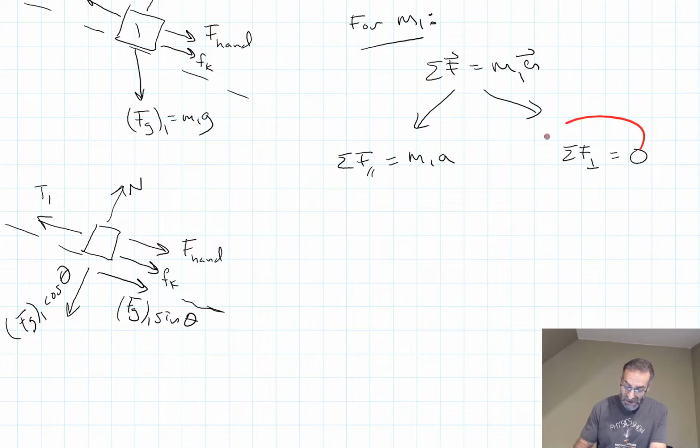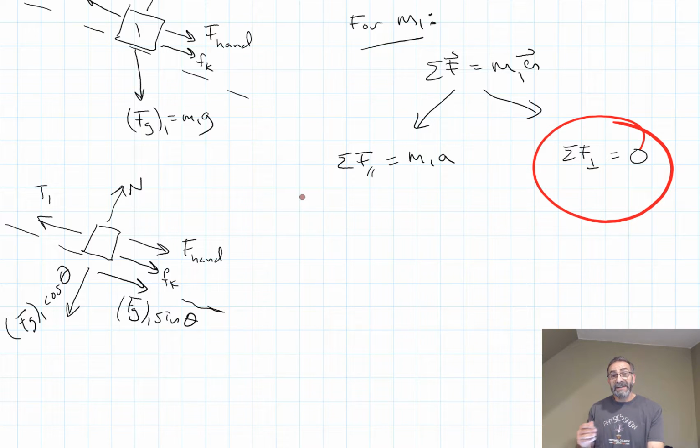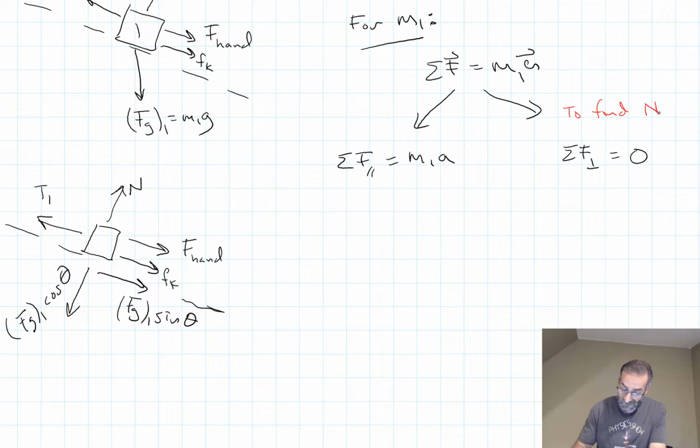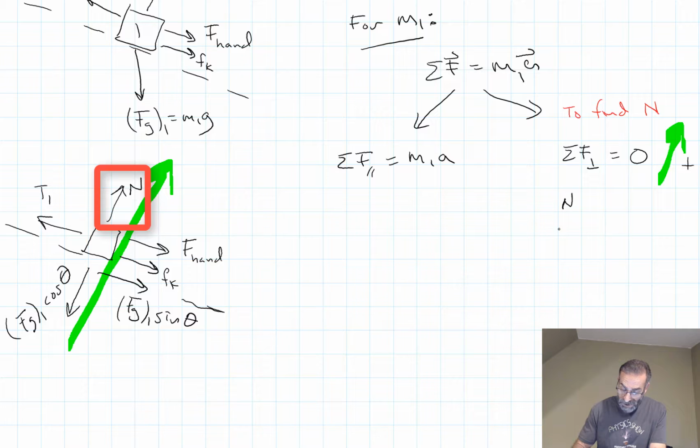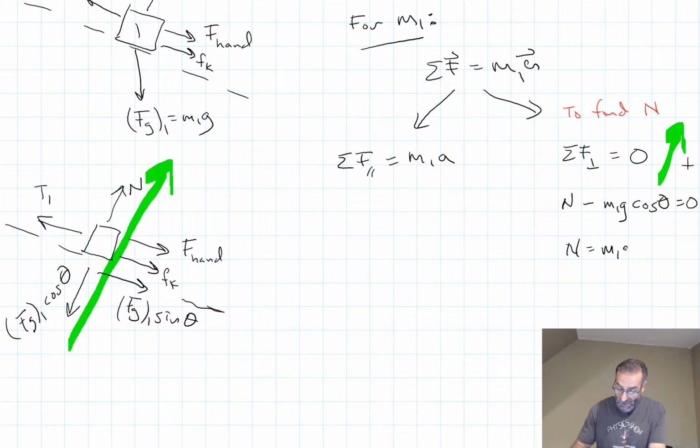Why do I do this? To find the normal force. Why do I need the normal force? Because there's friction in my system. So I'm going to say that's my positive direction. And I've got a normal force pointing in the positive direction. And in the negative direction, I've got an m1g cosine theta. Those have to add up to be 0. So I've got a normal force is m1g cosine theta.